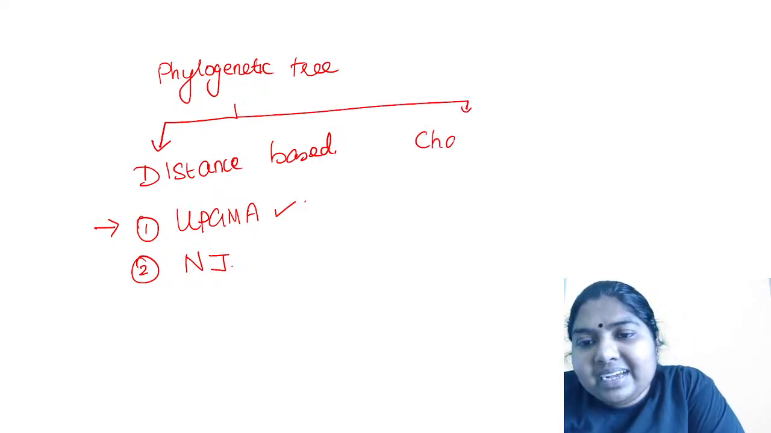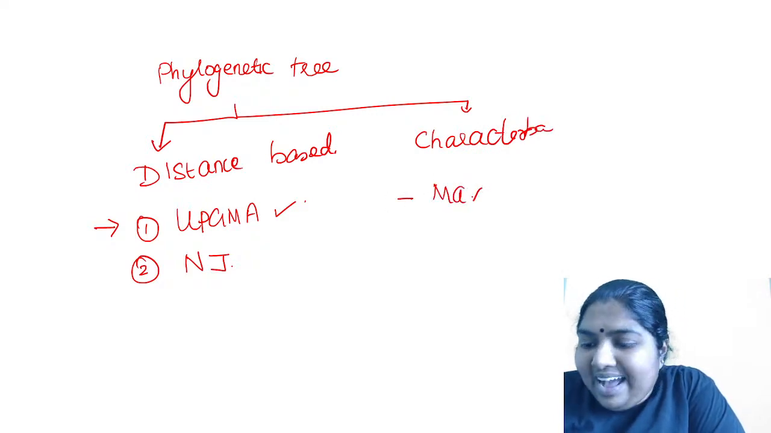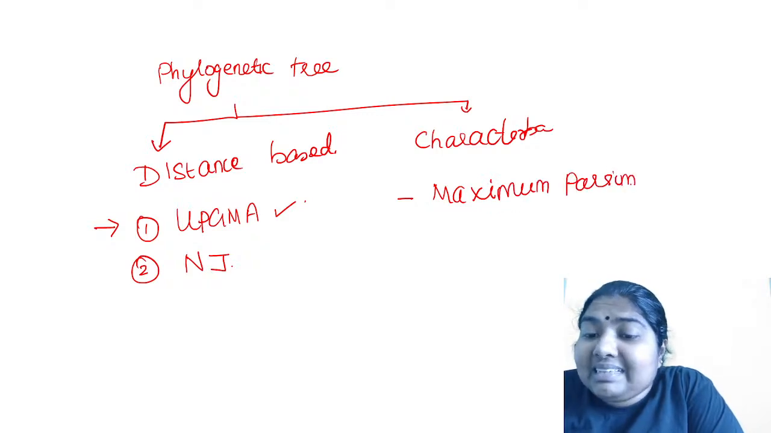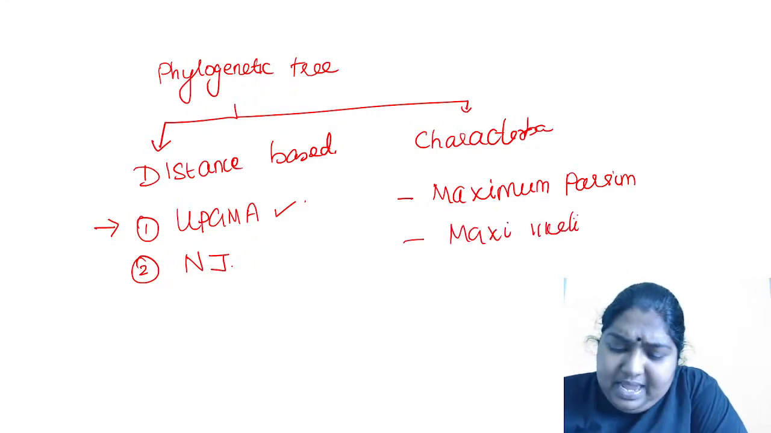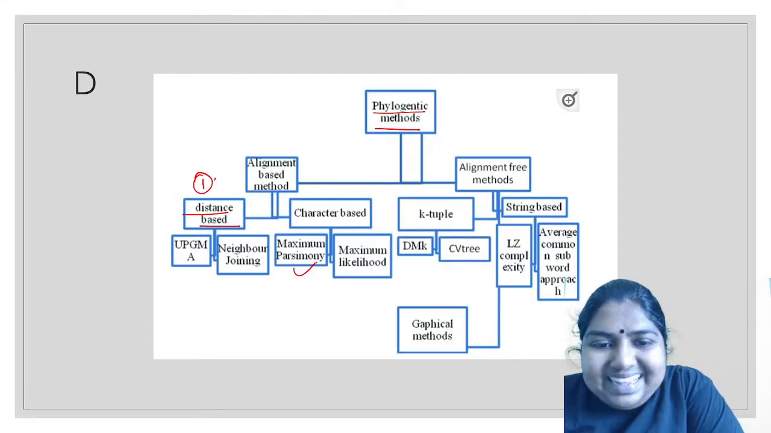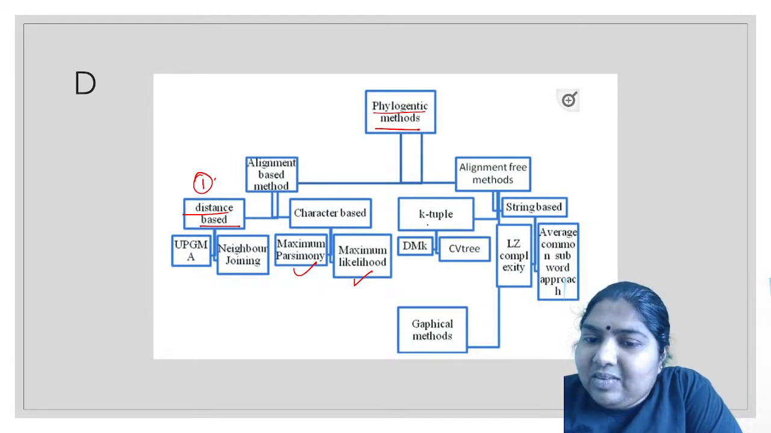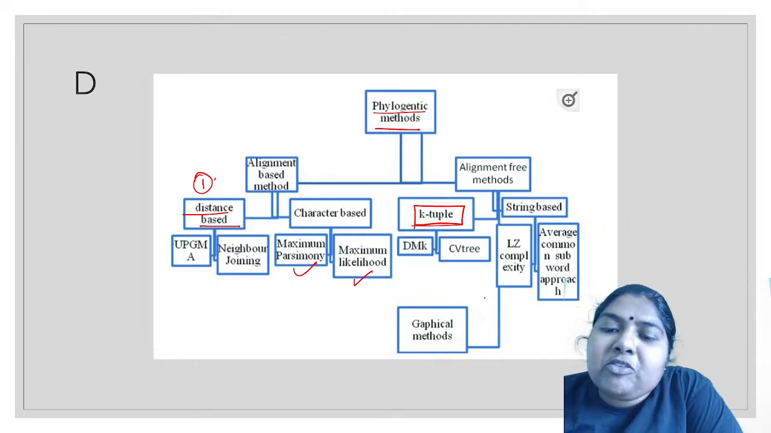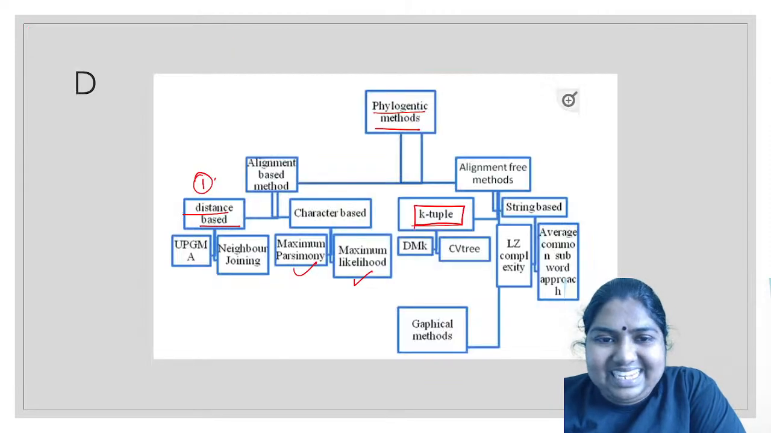Likewise, you have the character based method. Under the character based, you have the maximum parsimony. Maximum parsimony means maximum similarity. Then maximum likelihood. Likelihood means maybe this may be right, maybe that is good. So that is what is called the maximum likelihood method. Likewise, you have the k-tuple method. In this k-tuple method, you have a window, right? So these are the different methods that are available for constructing your phylogenetic tree.